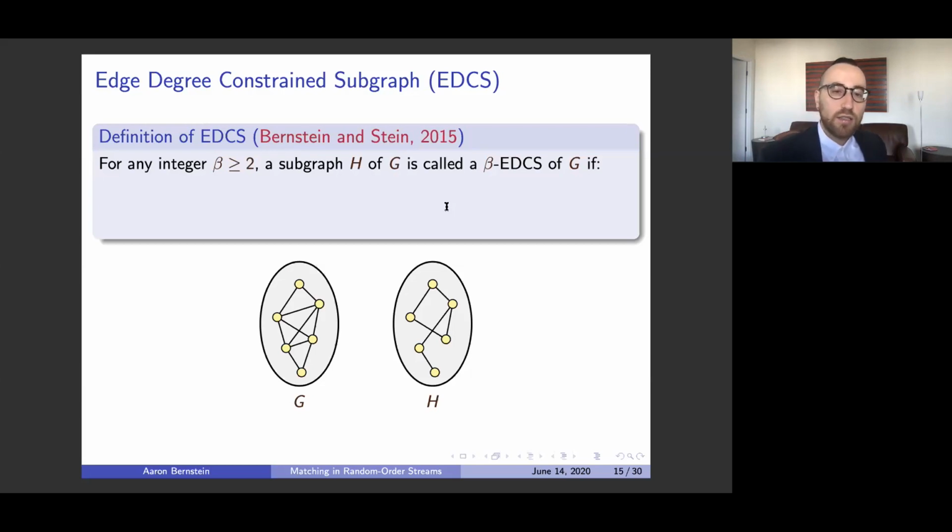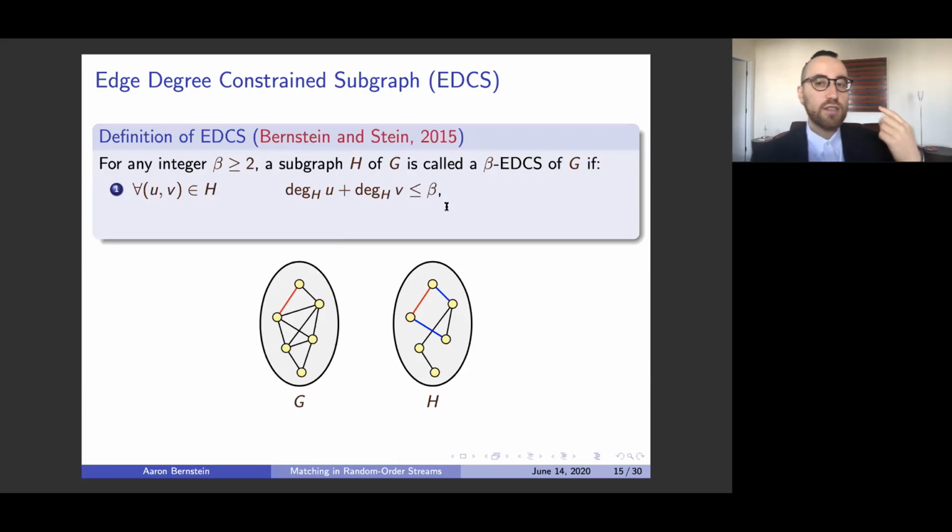Now H is an EDCS if, firstly, any edge in the subgraph must satisfy the following property. Look at the sum of the degrees of its endpoints. When I talk about degrees, I am always talking about degrees in H. I'm never talking about degrees in the original graph, always degrees in the subgraph. So basically, the degree of that edge is just all the edges incident to it in H. And that number has to be at most beta.